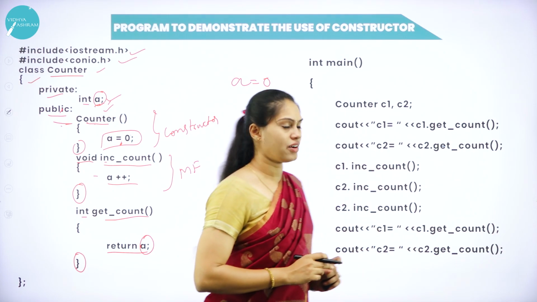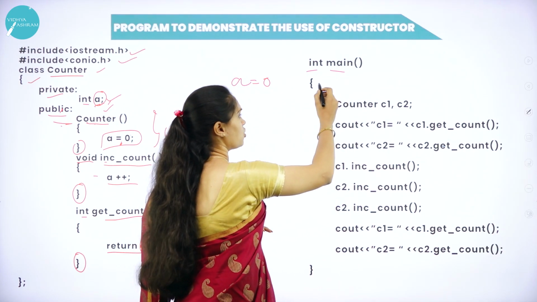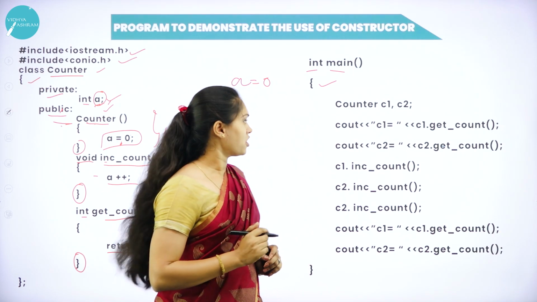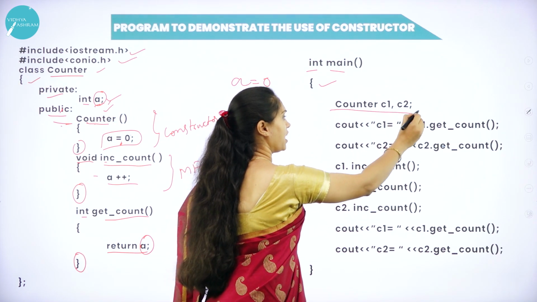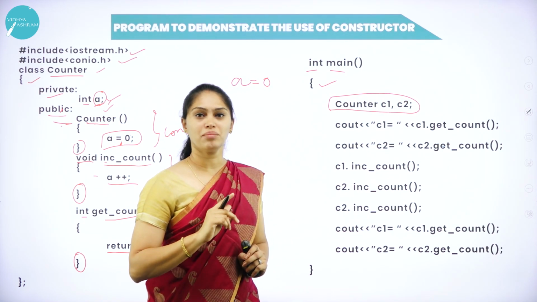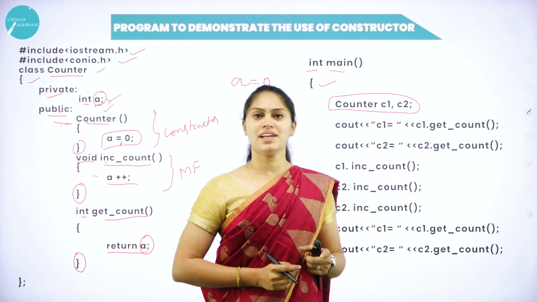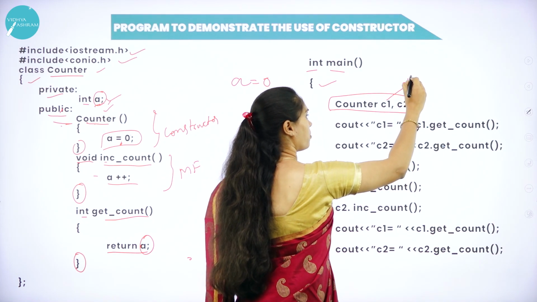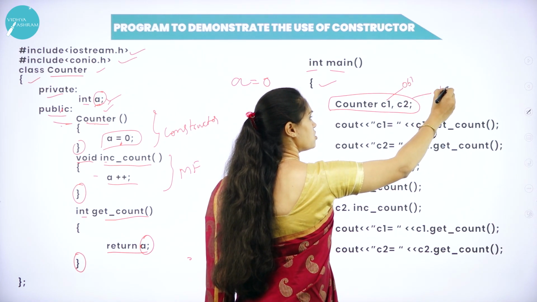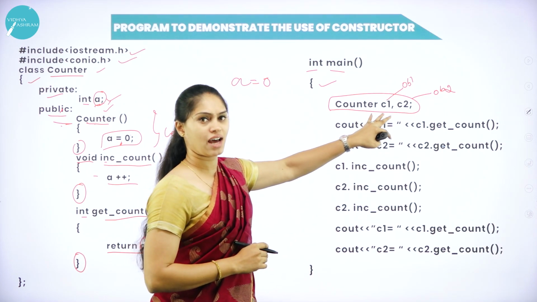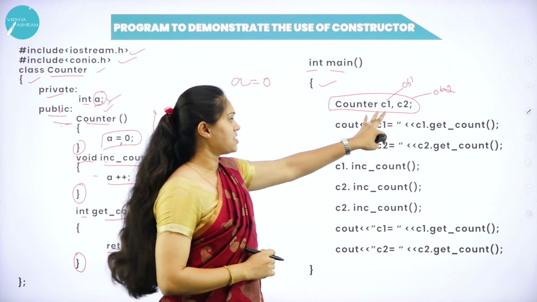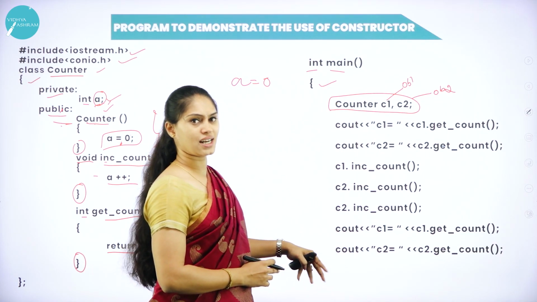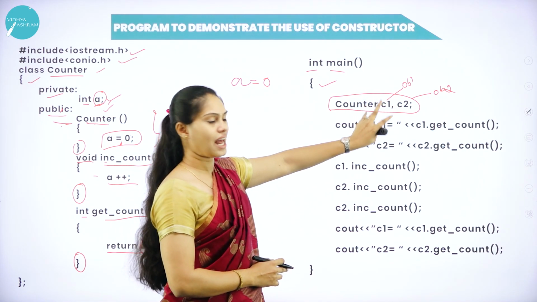After that I have a main function, that is int main, where the actual execution of a program starts. Here I am creating objects. How many objects are here? We have two objects, C1 and C2. This is object 1 and this is object 2. What does this mean? C1 has a replica of this class, and C2 has one more copy of this class. So there are two copies of this particular class, that is, two instances of the class, C1 and C2.